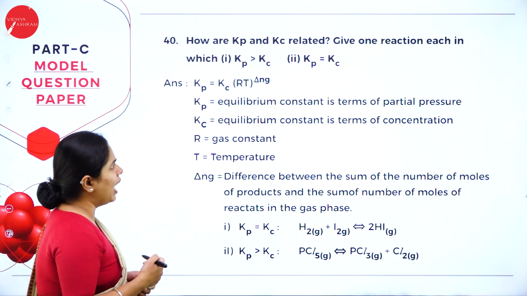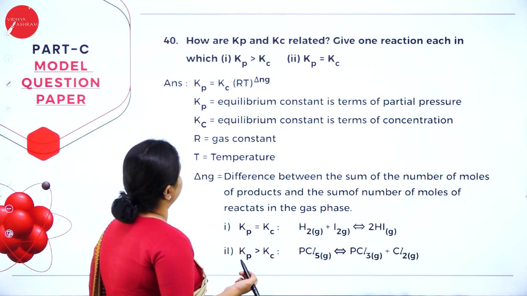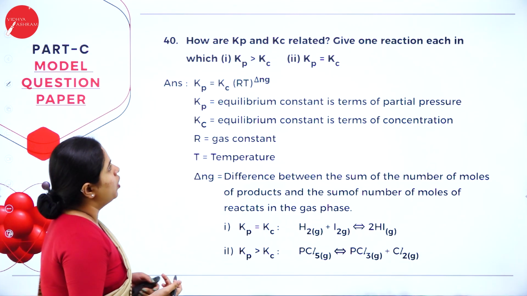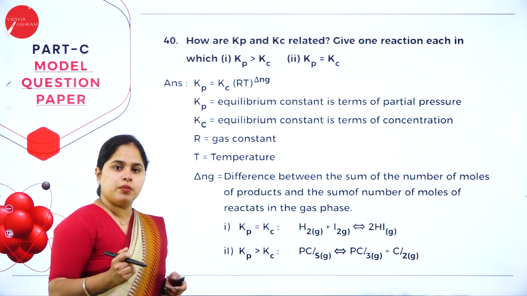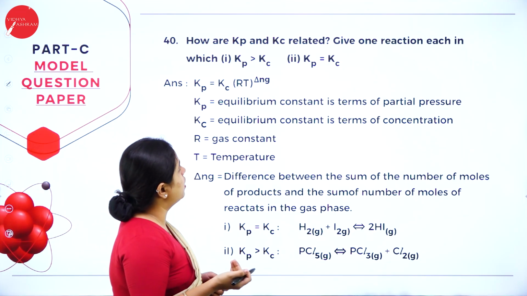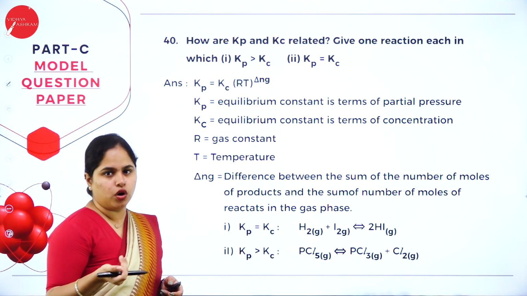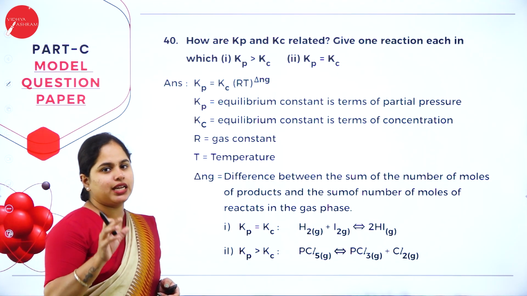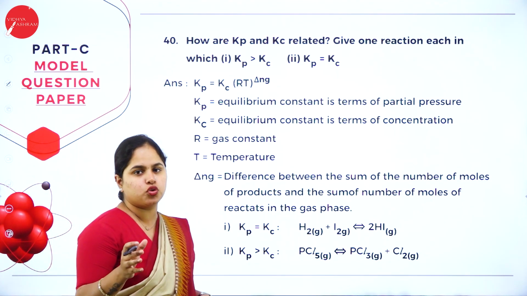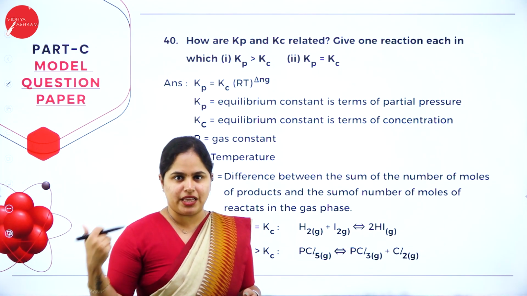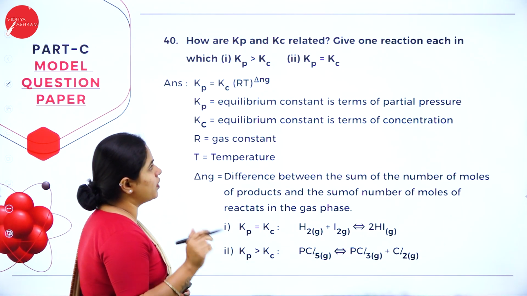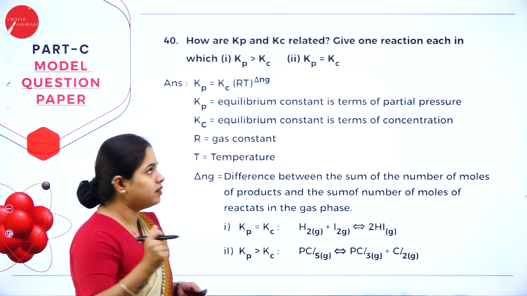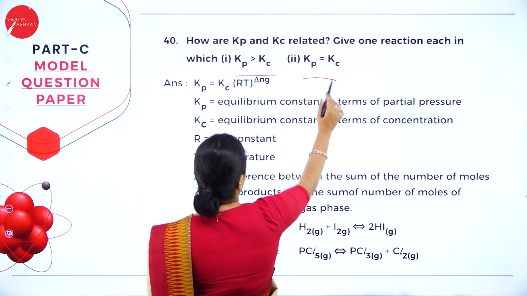How are Kp and Kc related? Give one example each in which Kp is greater than Kc, and Kp is equal to Kc. So, what is Kp? Equilibrium constant in terms of pressure, and Kc is equilibrium constant in terms of concentration. What is the relationship between Kp and Kc? That's the first part. You have to write the equation and explain the terms in detail. The next part is to write one example reaction in which Kp is greater than Kc and one in which Kp is equal to Kc.